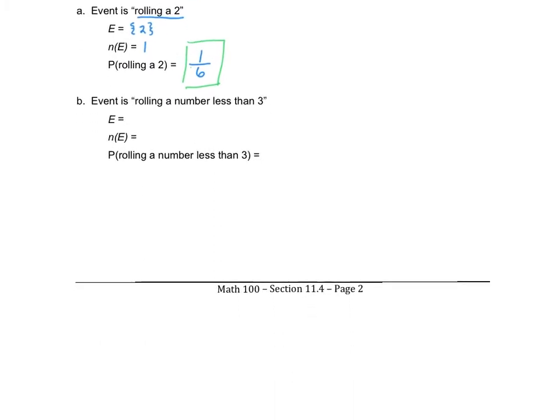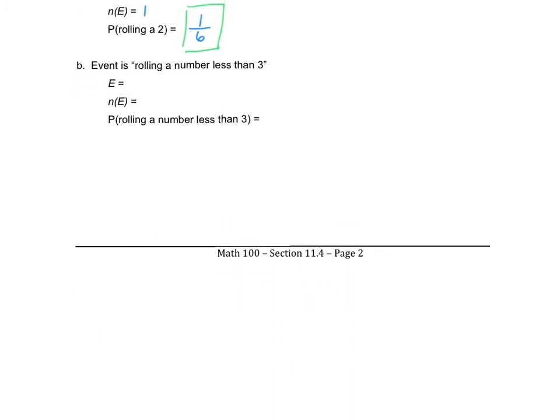Let's try another one. For part B, our event is going to be rolling a number less than 3. So you have to be careful because less than and less than or equal to are two different things. So this is less than. Sample space is still the same. So let's look at our event. 1 is less than 3. 2 is less than 3. 3 is not. So there's only two numbers that I can roll for this event, which means there's two things in my event.